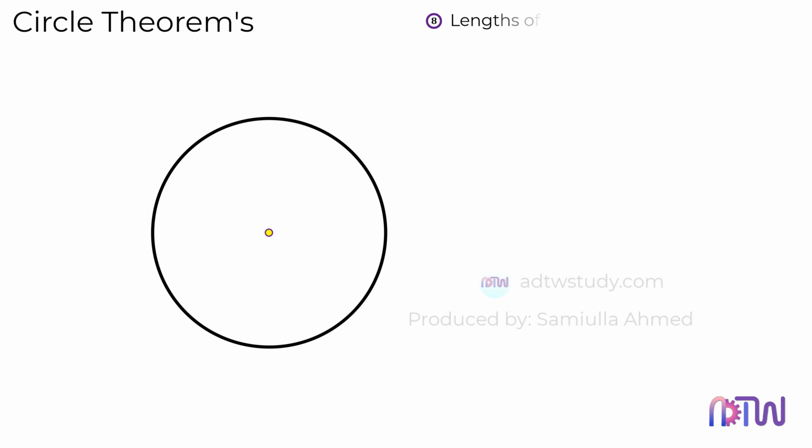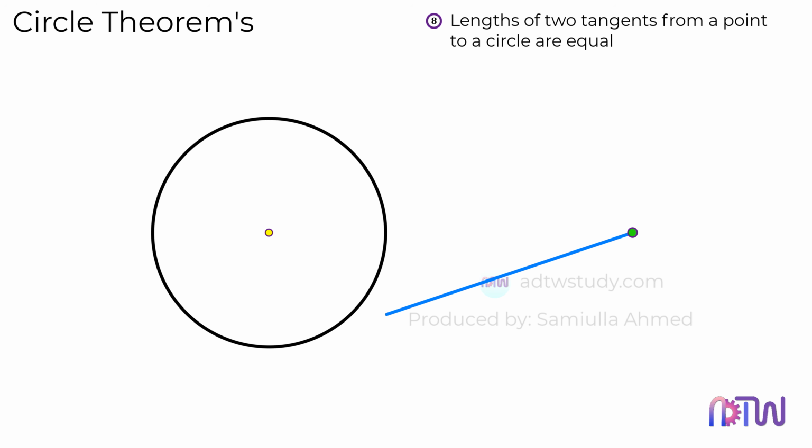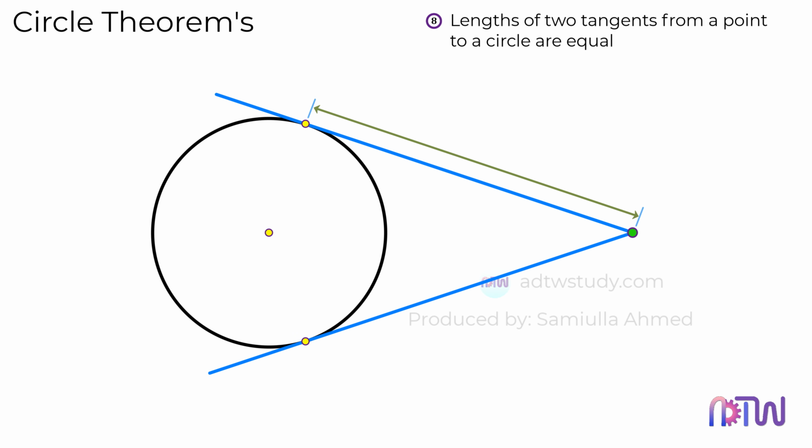Next, the lengths of two tangents from a point to a circle are equal. Let's talk about tangents from a point outside the circle. Suppose we have a point outside the circle, and we draw tangents from this point to the circle. We can draw two tangents at most from this point to the circle. If we measure the distance from this external point, which we'll call point P, to where each tangent touches the circle, we will find something interesting.